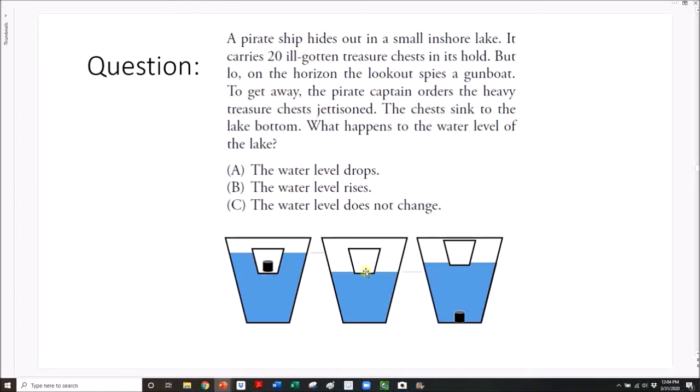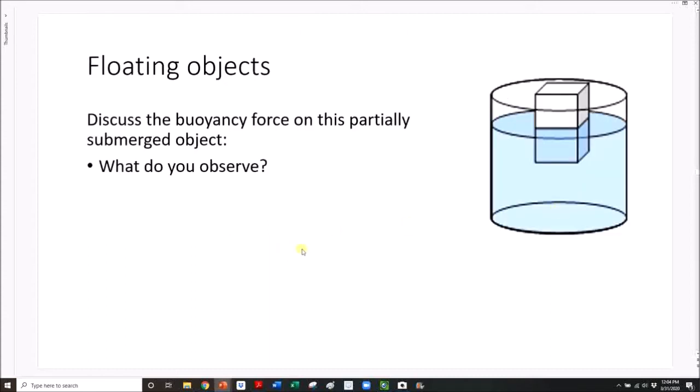So here's the ship alone. Here's the ship with this in the water. You take this out, put it in, and now it displaces more. It's a classic trick question. It's actually a really hard question to visualize when you first are going through this. Okay, floating objects.